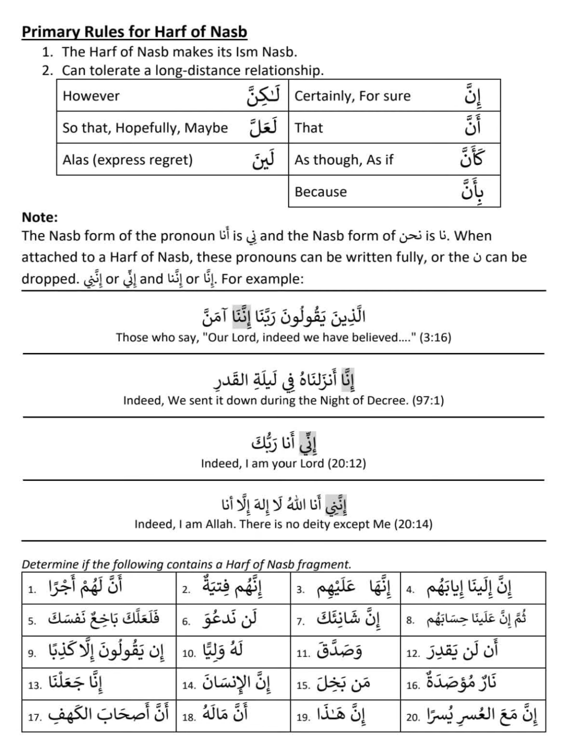I will do one example, the fourth one: inna ilayna yabahum. The question is to find whether these are harf of nasb or not. You will see inna, which is a harf of nasb for sure. The next word is ilayna, and you cannot see a nasib here. But a harf of nasb can have a long-term relationship. Ilayna is actually a jar majrur: ila and na.